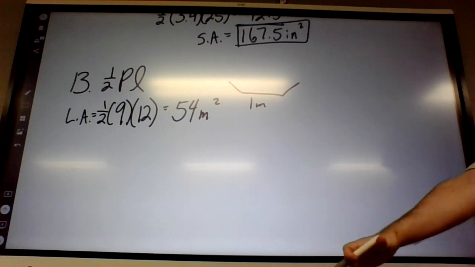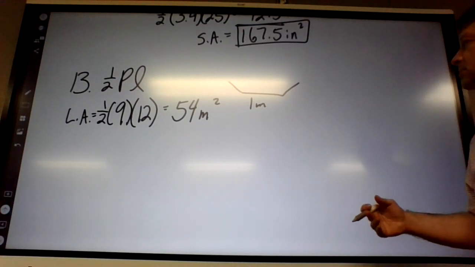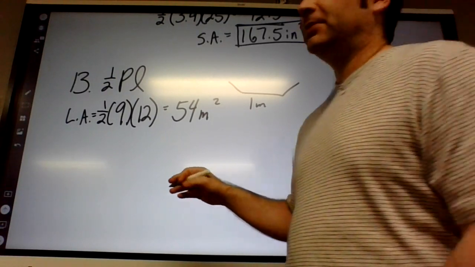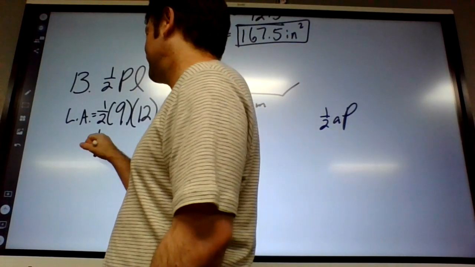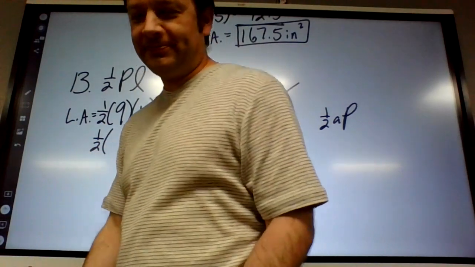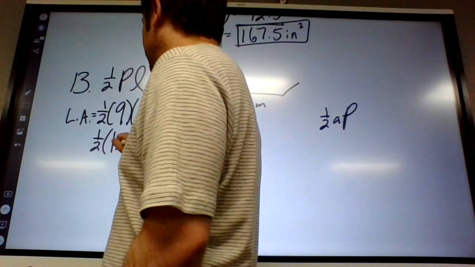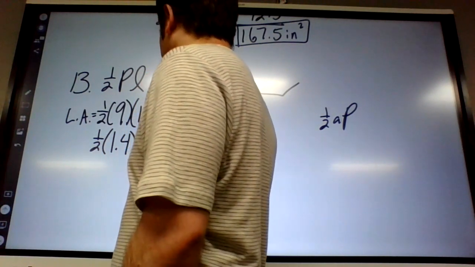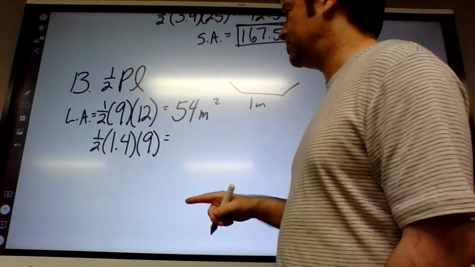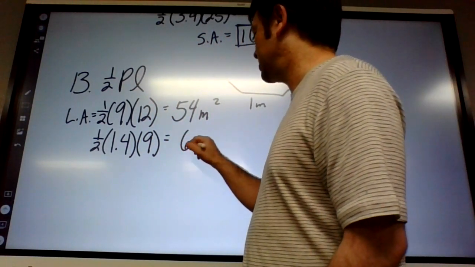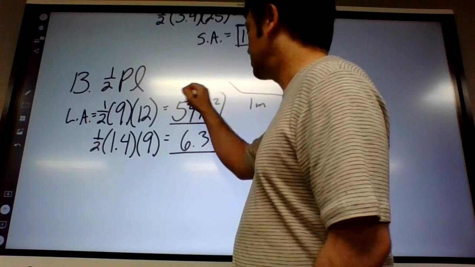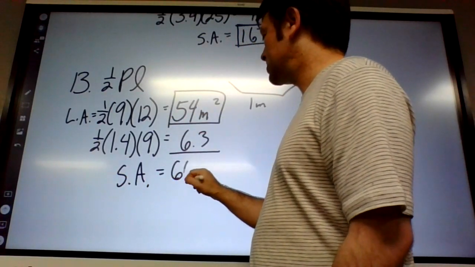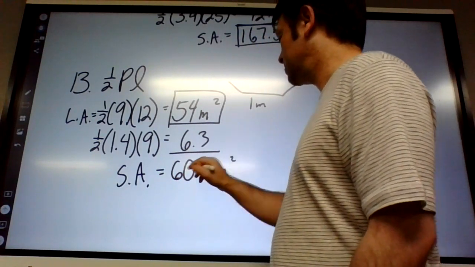Now, how do I find the base area? What's the apothem? 1.4, they just tell us. And what was the perimeter? 9. Okay, I think this one was 6.3. So the total surface area is 60.3 meters squared.